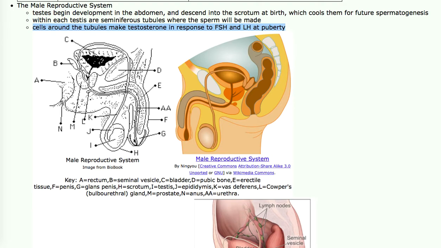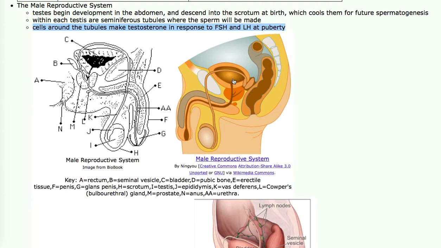G is the glans penis, which is the source of the male ejaculation reflex. And H is the scrotum, which protects the testis. So that's the male reproductive anatomy. Here it is kind of in color. Testis, the epididymis, which stores sperm, vas deferens, which comes around and inside the body, seminal vesicle and prostate gland, which produce the products for sperm motility and survival, bulbourethral gland for pregnancy.